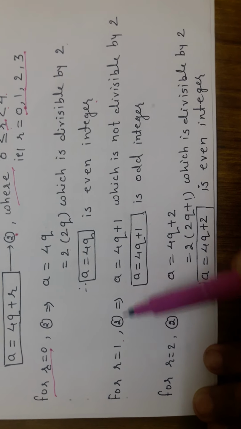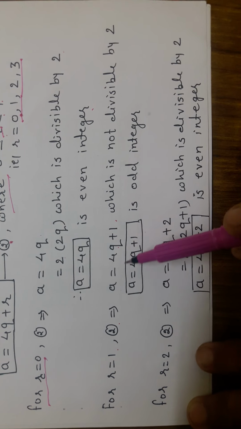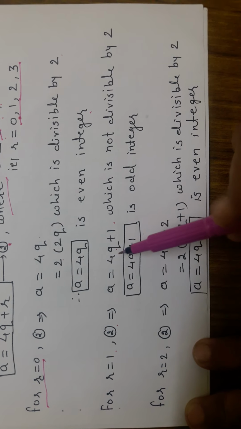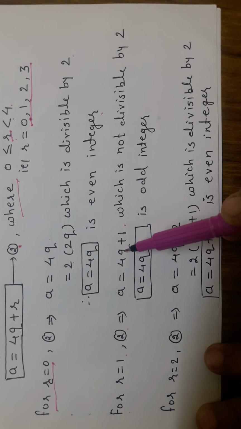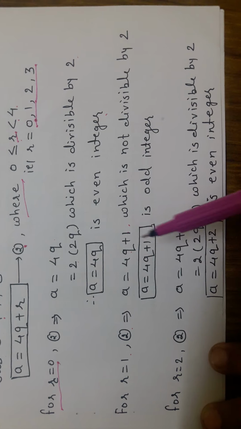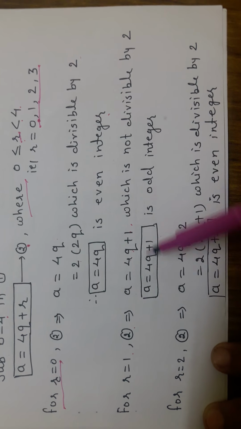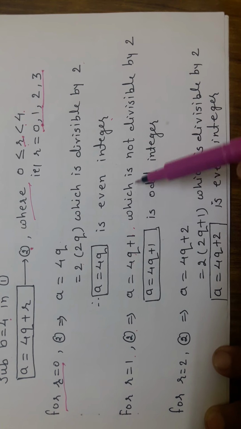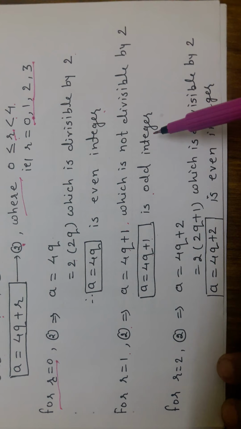For r is equal to 1, a is equal to 4q plus 1. From here we can't take out 2 as a common factor. That's why if we substitute q is equal to 0, we will get 1. If q is equal to 1, then we will get 5. If q is equal to 2, we will get 9. And these are odd integers, which are not divisible by 2. Therefore, a is equal to 4q plus 1 is an odd integer.